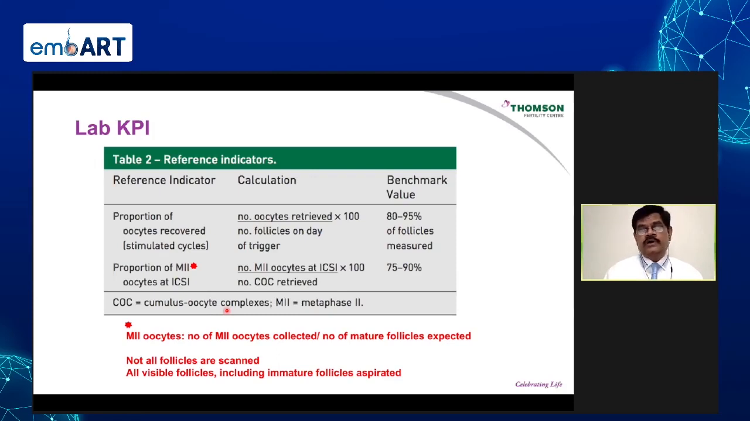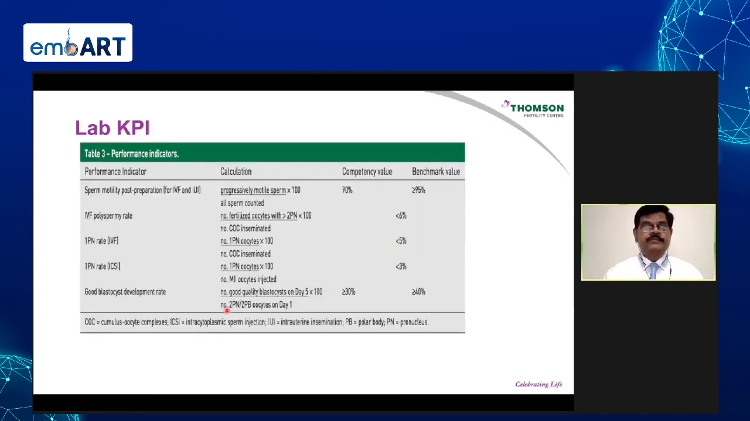So what do I do? I look at the follicular scan, and then I see how many mature follicles are expected on the day of trigger. Then I count how many mature oocytes I have at the time of ICSI, then work out the ratio. So that's what I do in my lab.